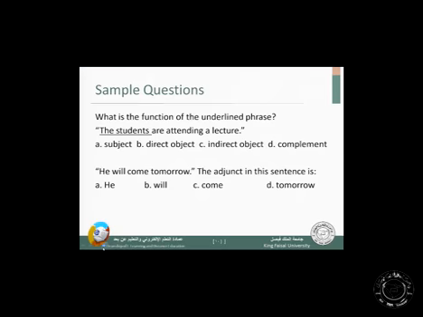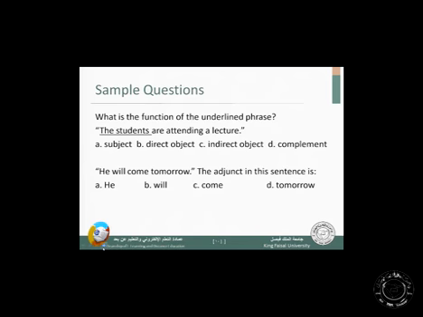Another question: he will come tomorrow. The adjunct in this sentence is... Here I asked you what is the adjunct. In the previous question I asked you what is the function of the underlined phrase. In this question I gave you the function. I told you we have an adjunct, but where is it? Where is the adjunct in this sentence? Here I will list the words in the sentence and you choose the adjunct. Is it he? Is it will? Is it come? Is it tomorrow?